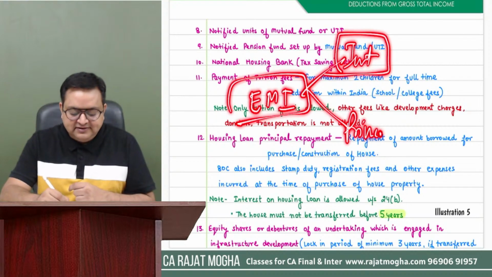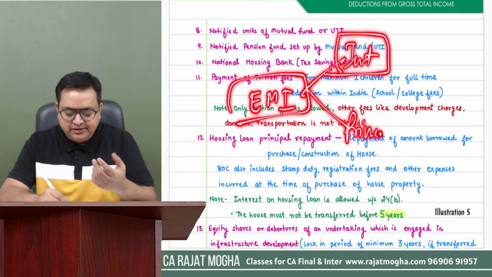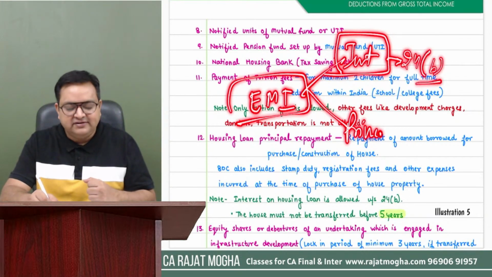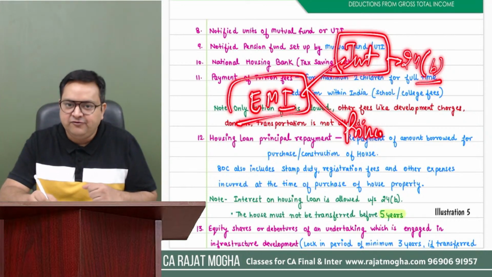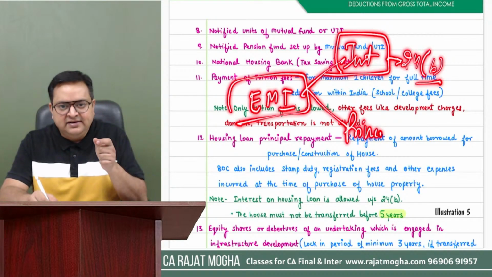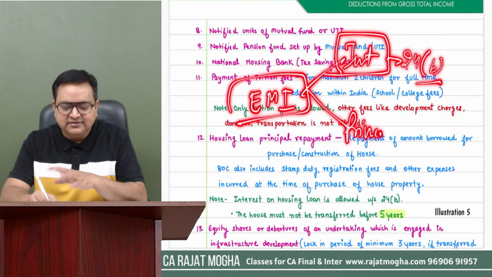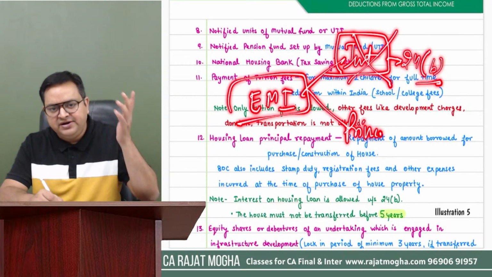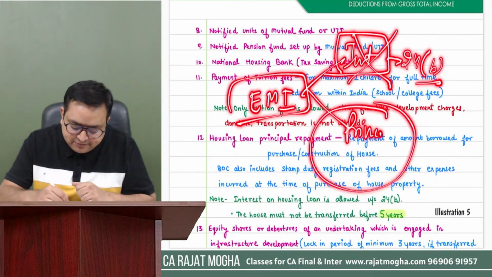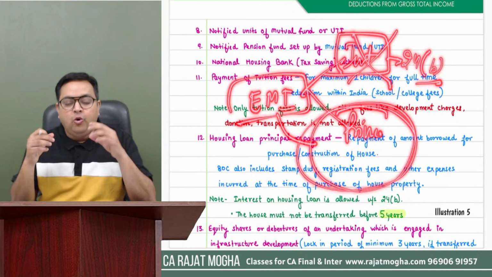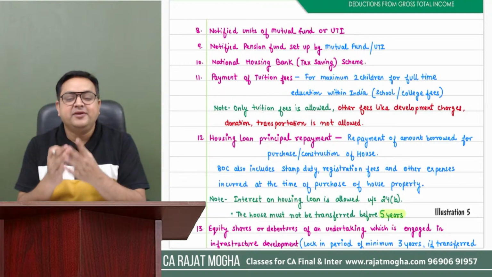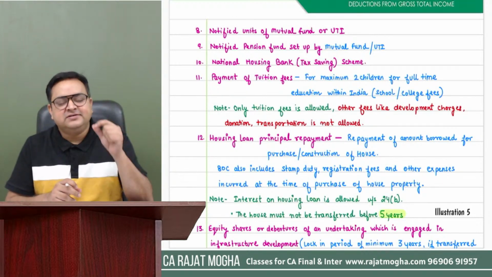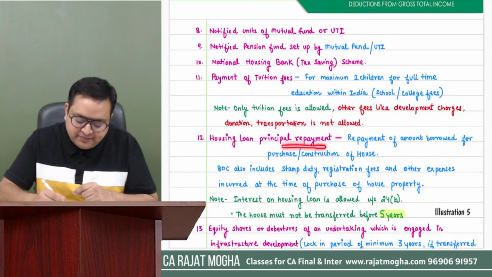EMI has two parts. One is interest and the second is principal repayment, right? If the assessee is paying interest for the year, then interest deduction is available in house property, in section 24B. Although we have sections 80EE and 80EEA, which I'll be discussing, here in 80C this interest is not covered because it is already in 24B. I am talking about the principal repayment. Whatever loan amount is getting repaid, the assessee can claim deductions under 80C.